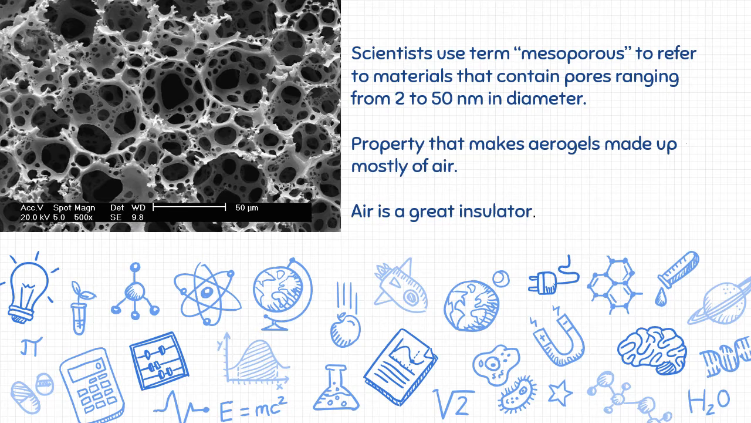Now that we generally know how aerogels are made, we can move on to its wondrous properties and uses. As we know, aerogels are extremely porous. Scientists use the term mesoporous to refer to materials that contain pores ranging from 2 to 50 nanometers in diameter. This property is what makes aerogels made up mostly of air, and we all know that air is a great insulator.